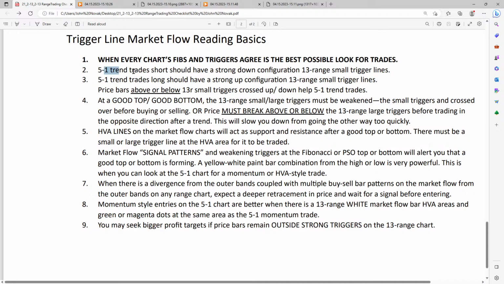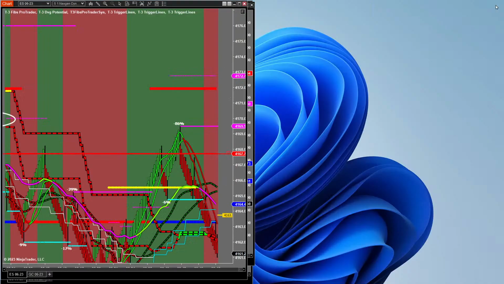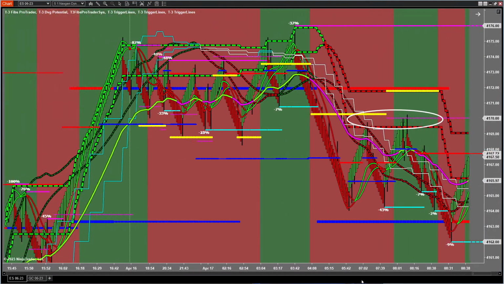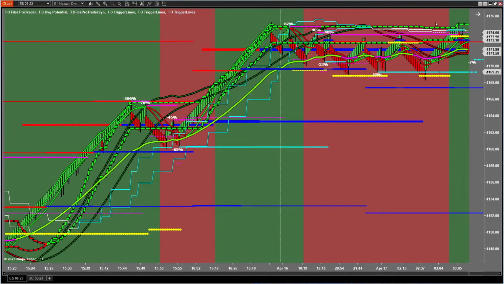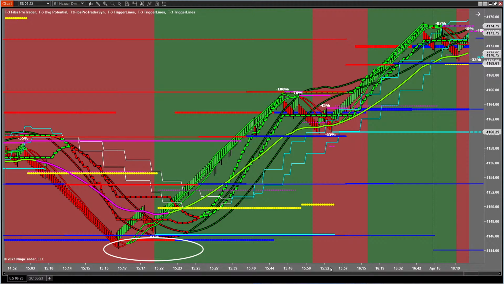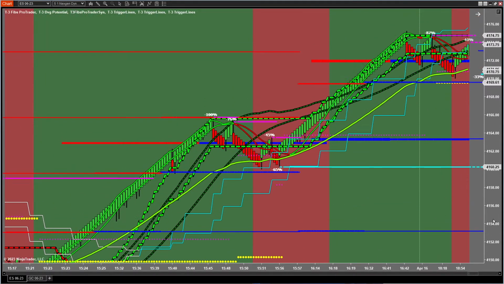So 5-1 trend trades should have strong down triggers on your 13 range chart. So there's no mystery on what I use. I wrote it down for you. 5-1 trend trade long should have 13 range small trigger lines going up. Now, if you guys notice, do you remember when you look at my chart, you're like, what the hell are these scraggly lines on your chart? These are the 13 range small triggers. I superimpose them on my 5-1 chart.